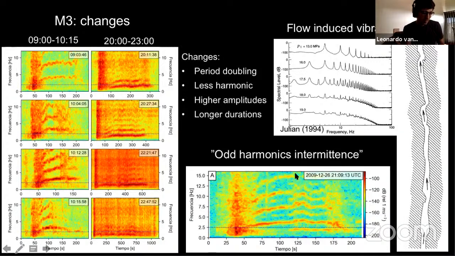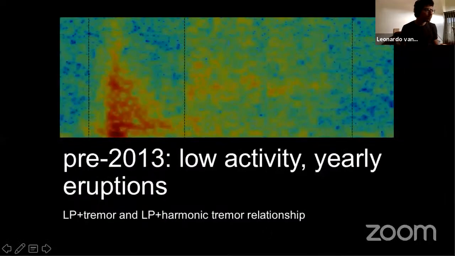Also, there are some features that we observed in some of the events, like these apparent harmonics, odd harmonics intermittence, where we see that the 1, 3, 5, 7 harmonics disappear or appear at some moments, and maybe this is what we are looking at, the fluctuations of pressure in this conduit. Okay, so that was for the first stage.